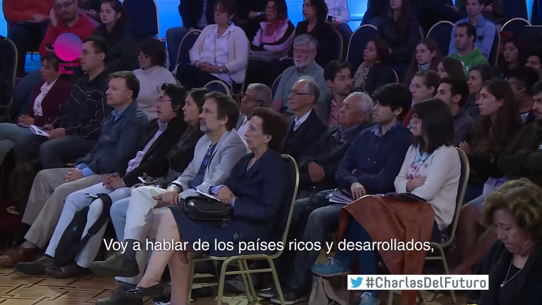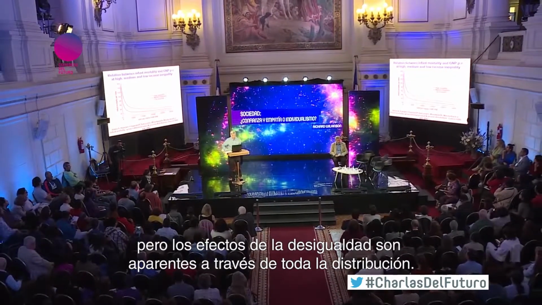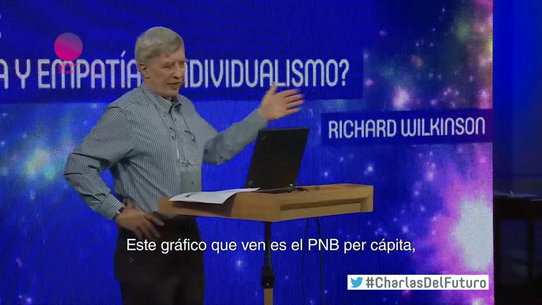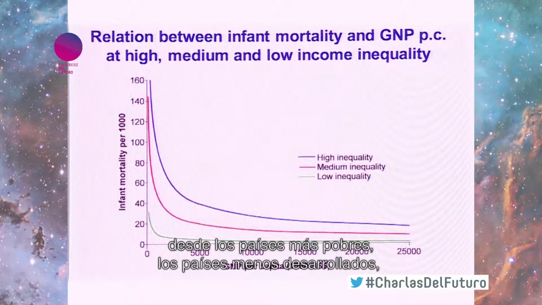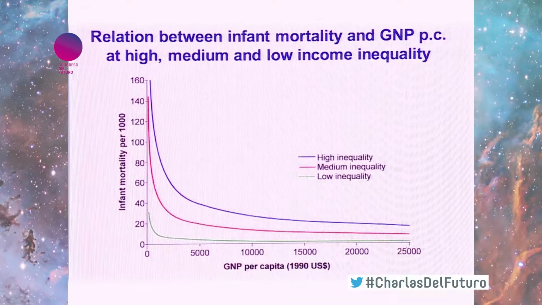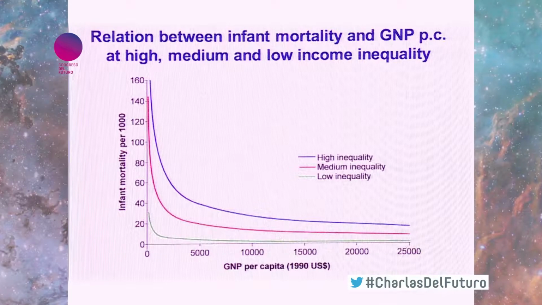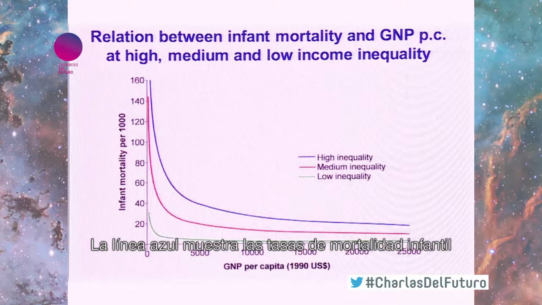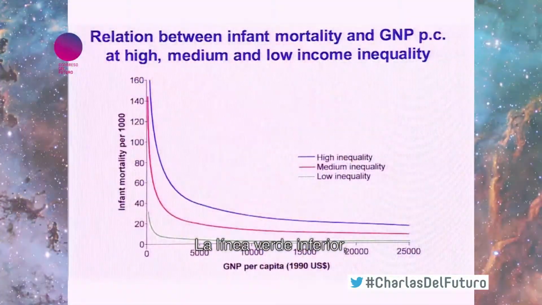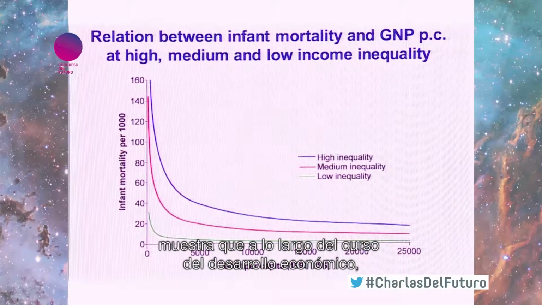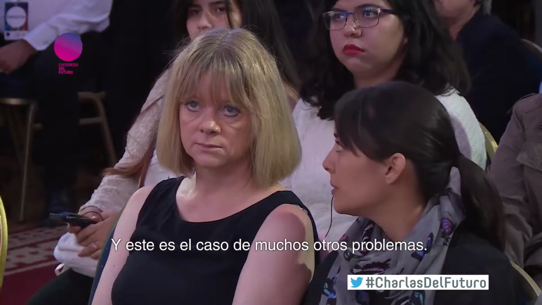I'm going to be talking about the rich developed countries, but the effects of inequality are apparent all the way across the distribution. This graph shows GNP per capita along the bottom. So it's the whole long course of economic growth, from the poorest, less developed countries to the richest countries. And you see there, in the early stages of economic growth, infant mortality rates come tumbling down. The blue line shows the infant mortality rates for the most unequal society, with the biggest income differences between rich and poor. The bottom green line shows that throughout the course of economic development, more equal societies have lower infant mortality rates. And that is true of many different problems.